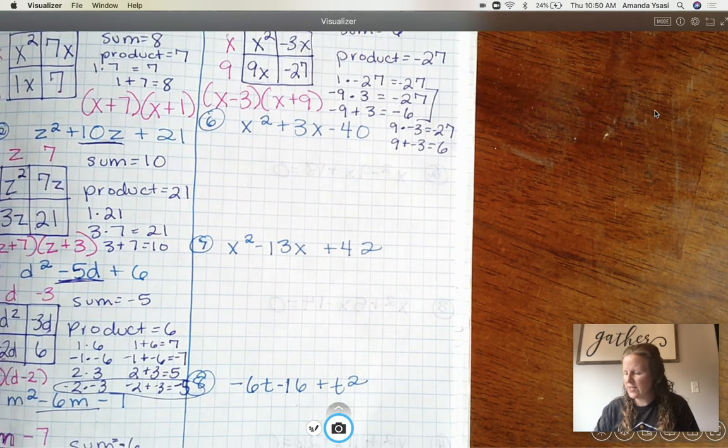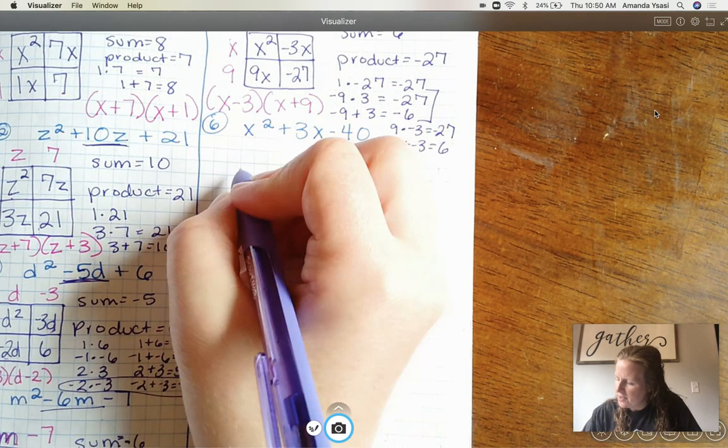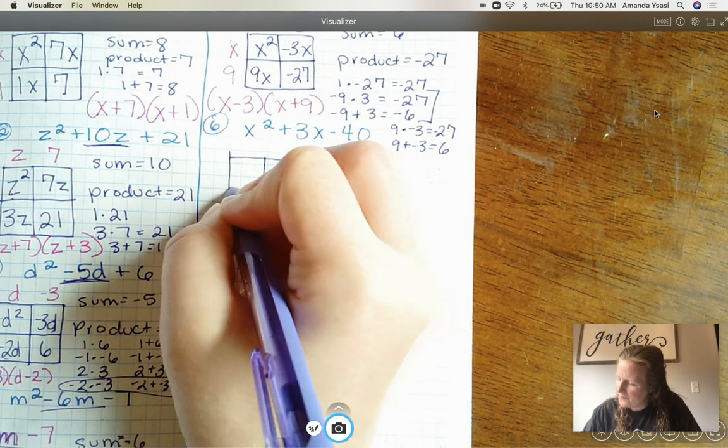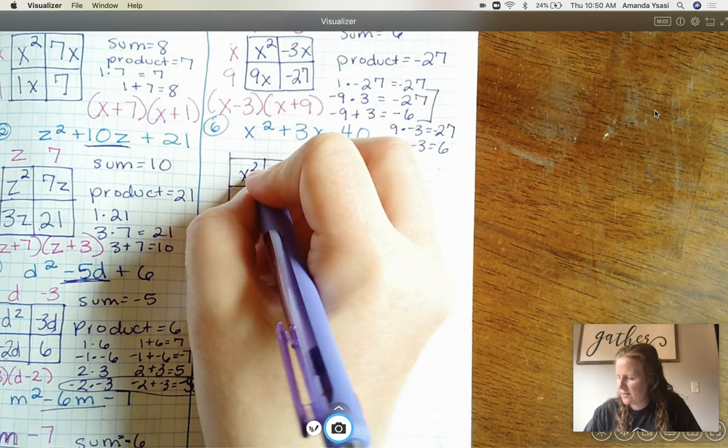Okay, let's do the next one. We have x squared plus 3x minus 40. So this is x squared, this is minus 40.